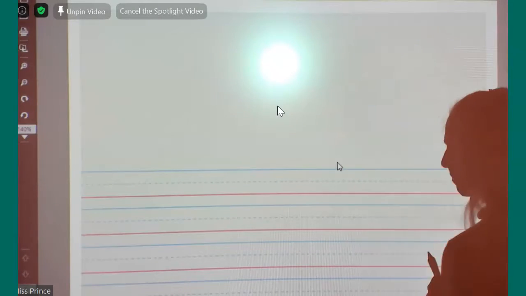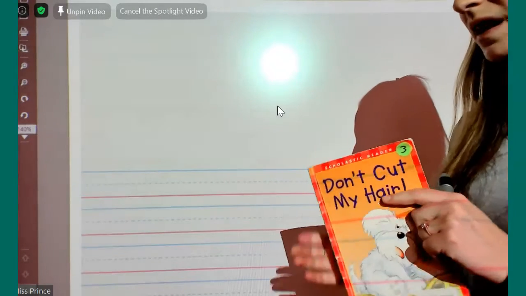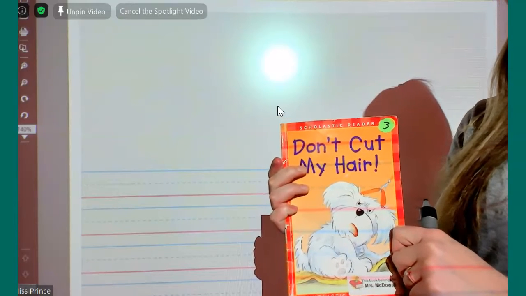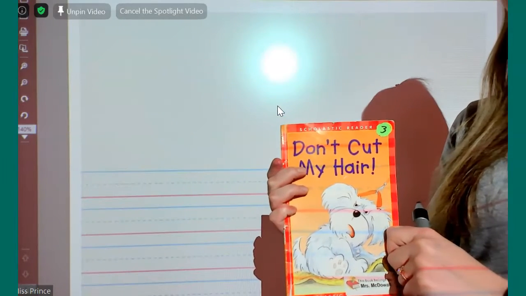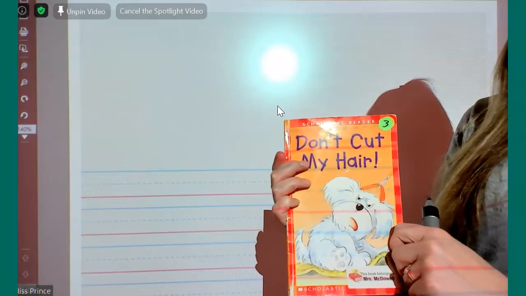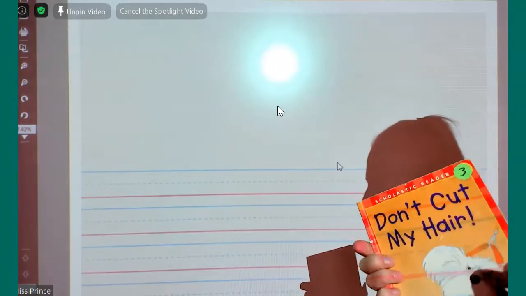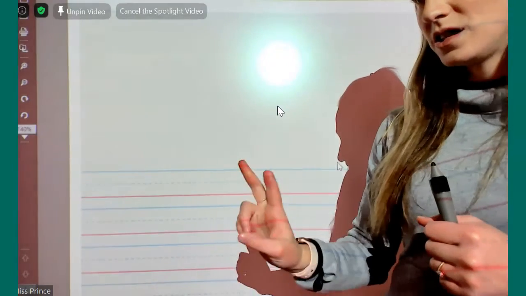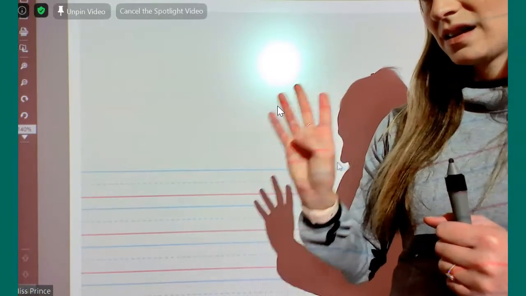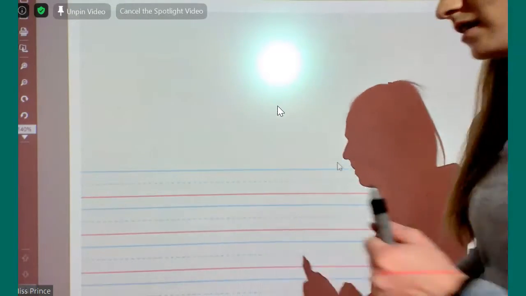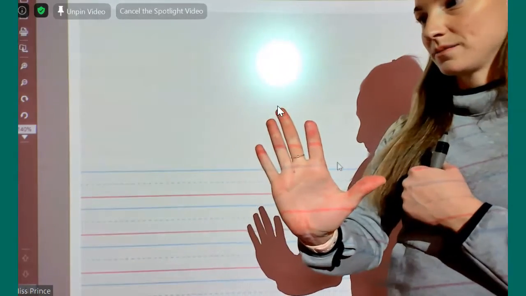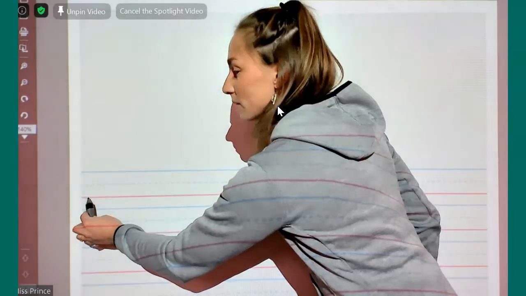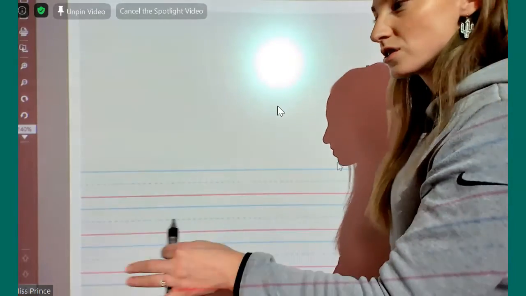So I know this book is about Samantha, what's this book about? It's a dog. It's a book about a dog, right? And he doesn't like his haircut. So, I'm going to say, the dog gets a haircut. So I'm going to write how many lines? 5. 5 lines. Ready? So right now, boys and girls, your books are down and you're just watching Miss Prince.